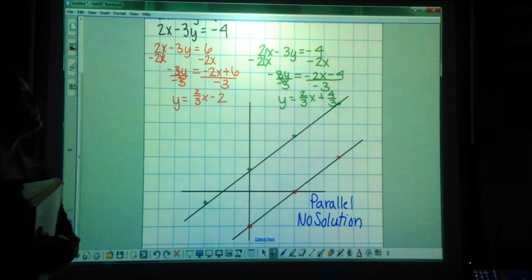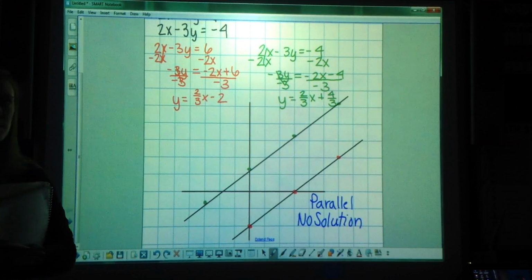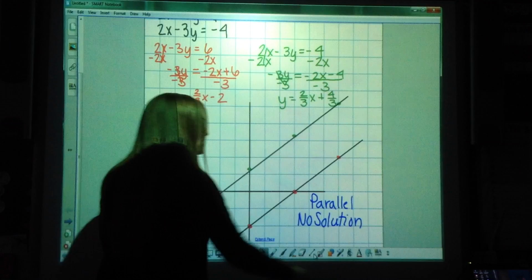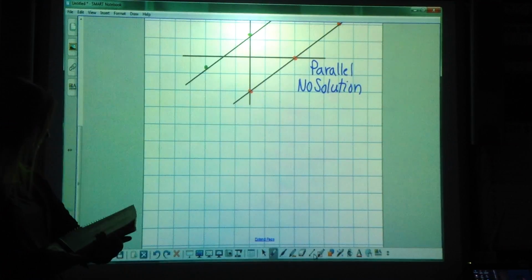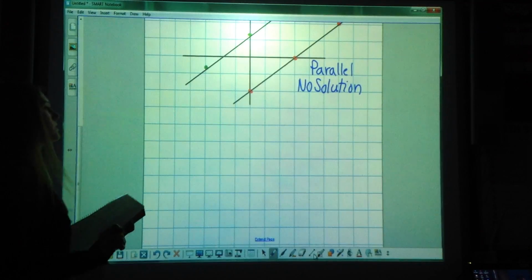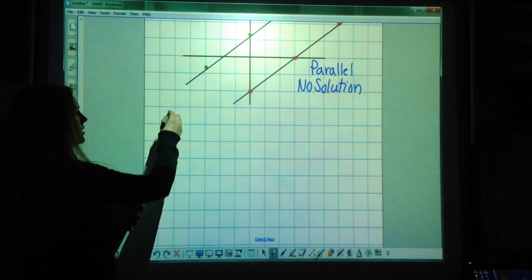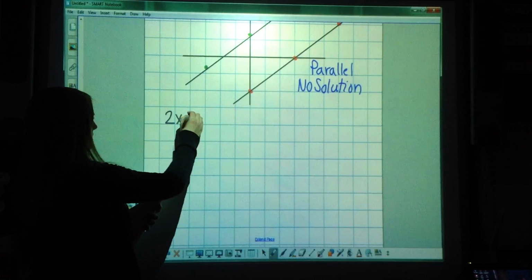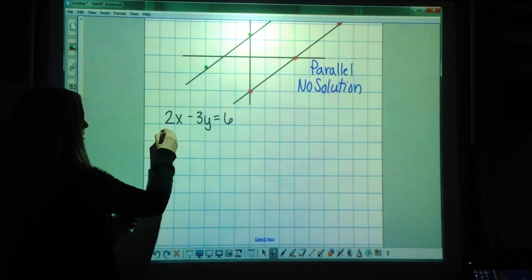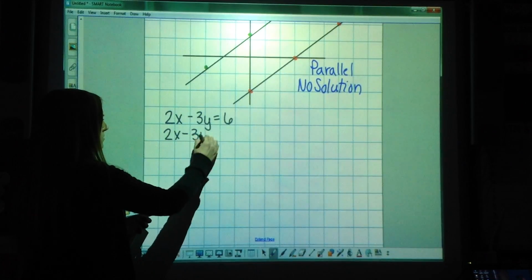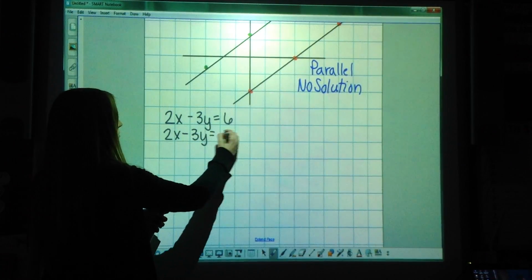Okay. But some of you don't like the graphing method. So what does it look like if you use substitution or elimination? So let's try these equations again. This time I'm using substitution. The equations were 2x minus 3y equals 6, and then 2x minus 3y equals a -4.